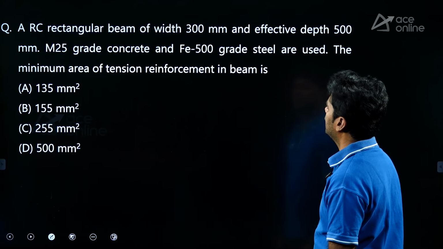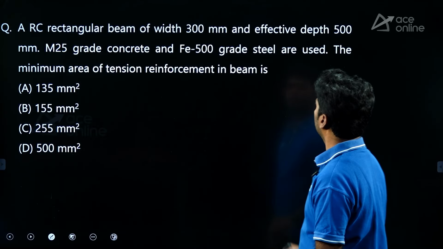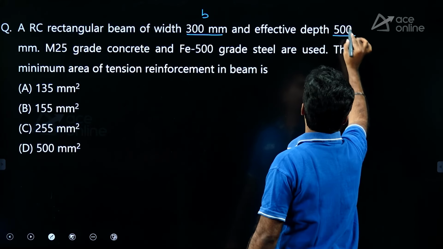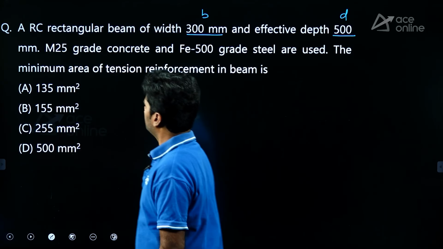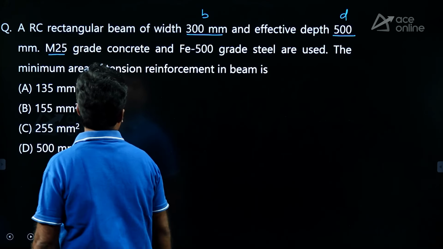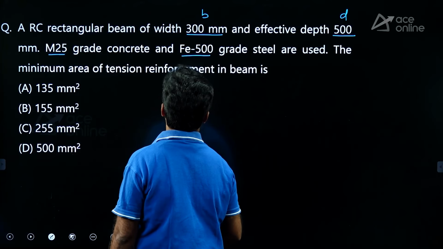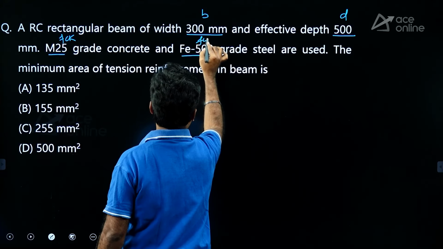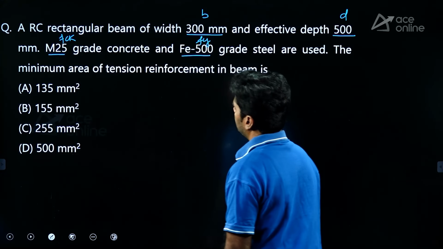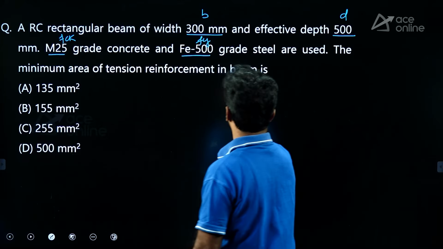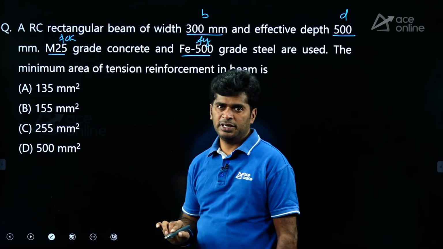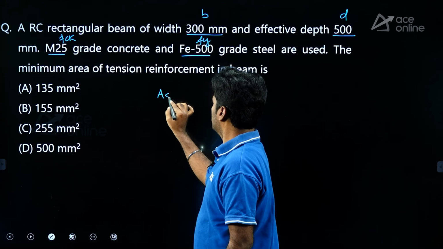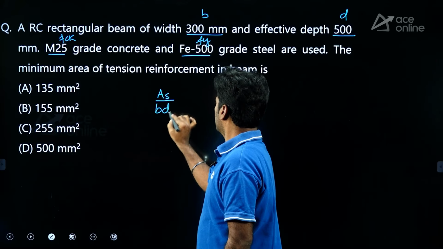A RC rectangular beam of width 300 mm. They have given width 300 mm and effective depth 500 mm. Effective depth given is 500 mm. M25 grade concrete given, Fe 500 steel grade given. So it is fck and it is fy. The minimum area of tension reinforcement in beams. My dear, the minimum tension reinforcement in beams recommended by the IS code we can get from this formula.